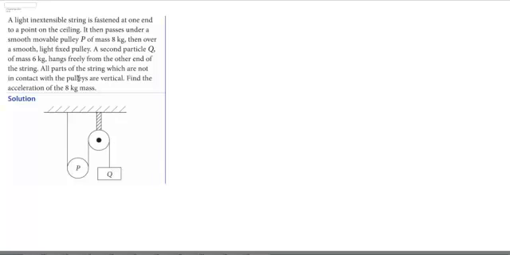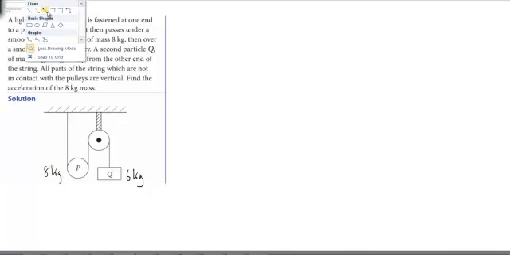Okay, so for this we've got a movable pulley question. Now we're told the weights here. We're told that a 6 kilogram weight hangs off a fixed pulley, and then we've got a movable pulley of 8 kilograms. Now we'll see here we've got different tension.